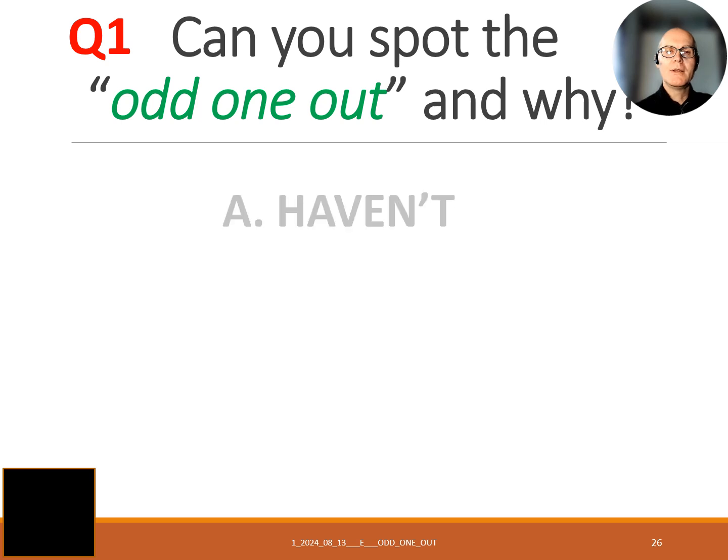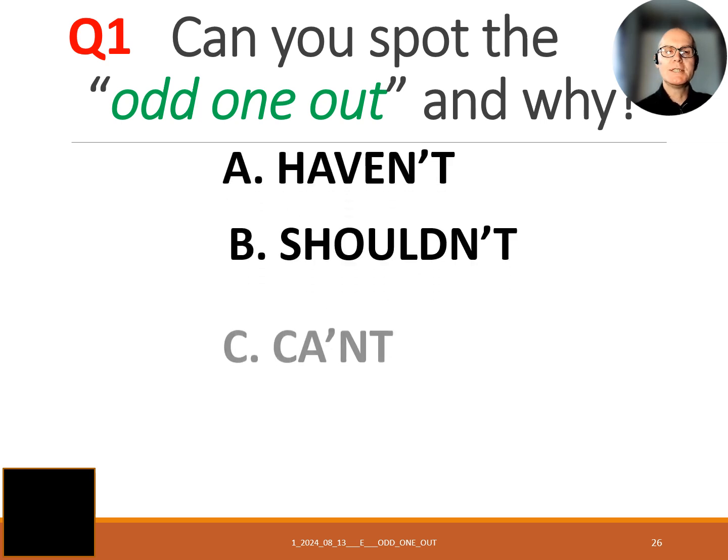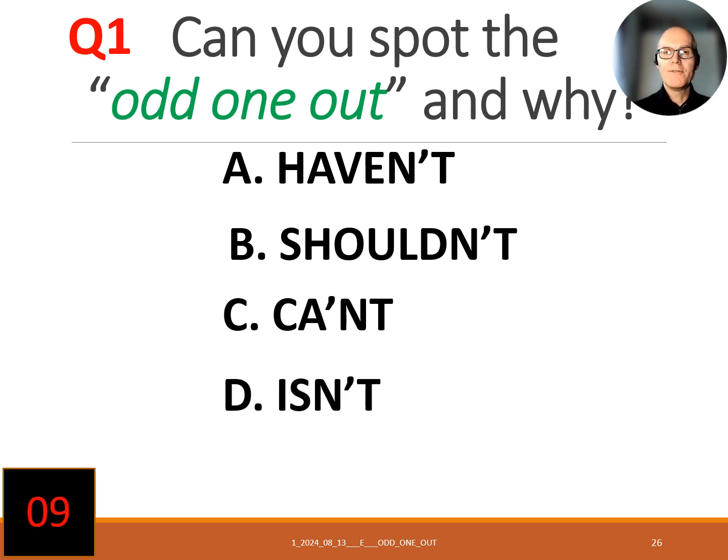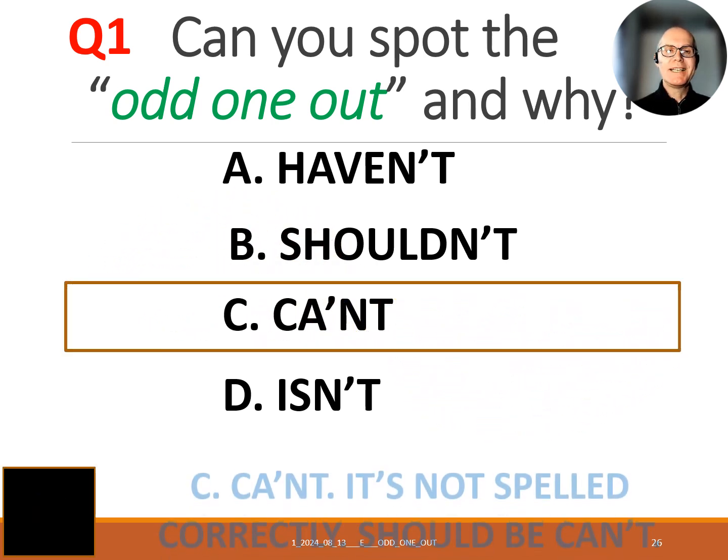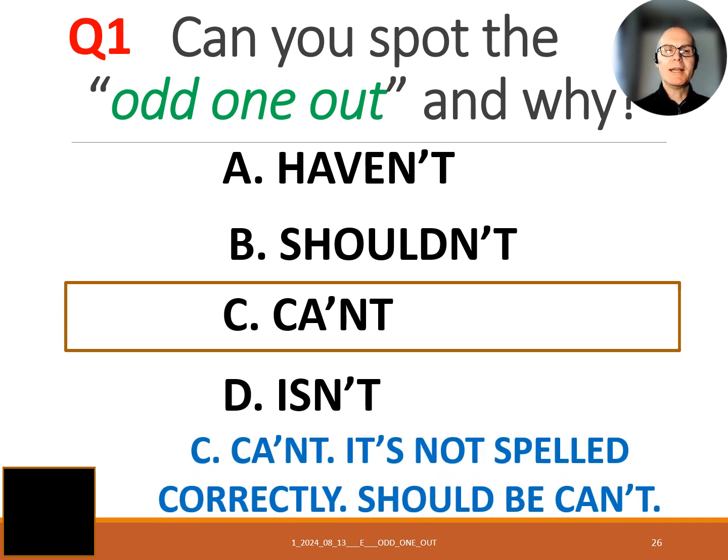Question 1. This one was haven't, shouldn't, can't and isn't. Four contractions here. What was the odd one out and why? The odd one out here was can't because it's not spelt correctly. It should be C-A-N-apostrophe-T, not C-A-apostrophe-N-T. It's a contraction of cannot, so the apostrophe is replacing the O of not.